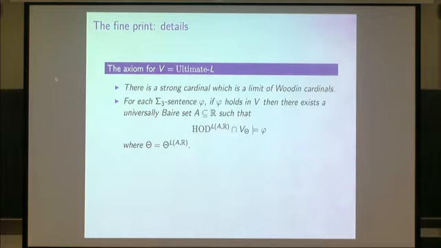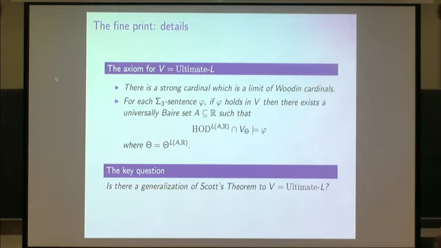This axiom brings together many current themes, in this formulation, which are going on in this program. We have the universally Baire sets, we have determinacy, and so forth. So that's the axiom, and I just wanted to show you that it's an axiom you can write down. But having written that down, one can ask, is there a generalization of Scott's theorem to this axiom?